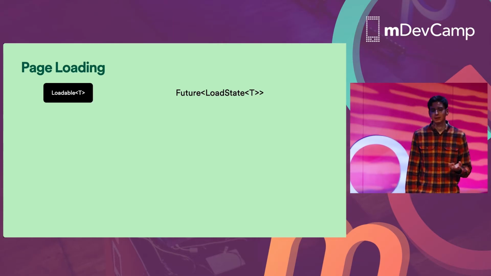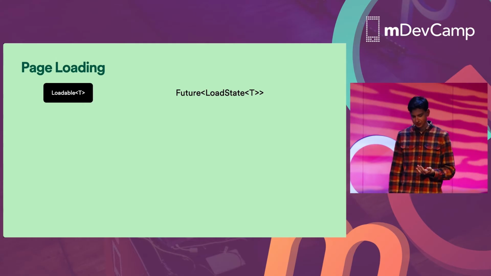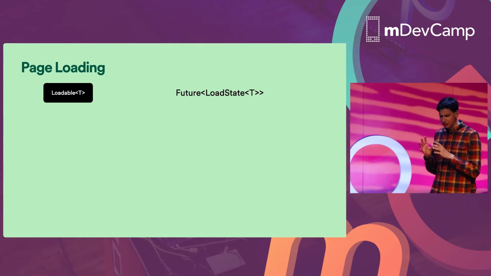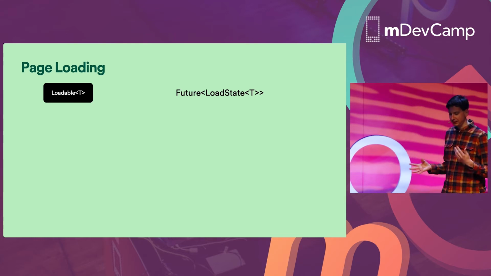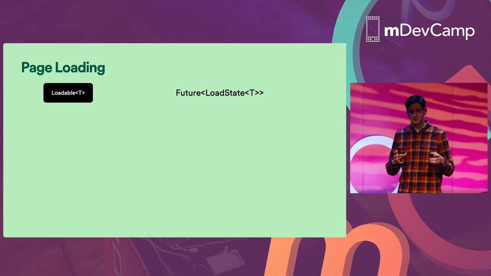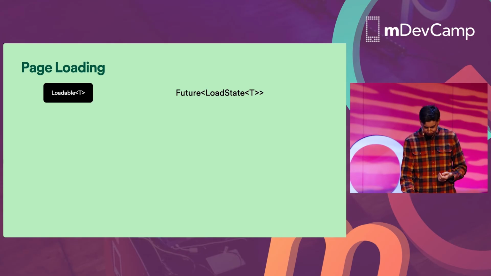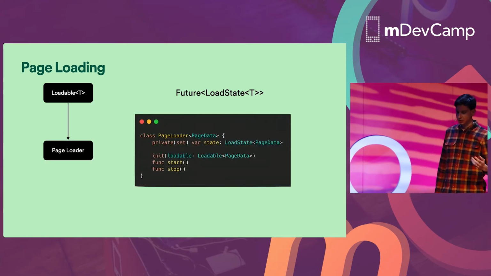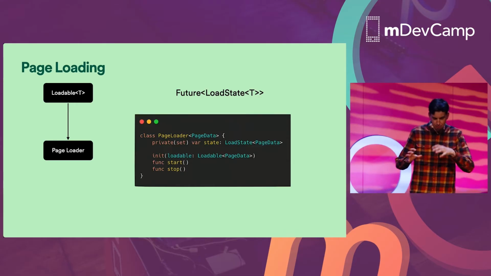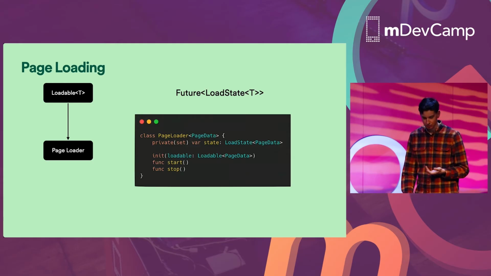First, we have a loadable type. It's an abstract representation of the data source, kind of data that is expected to be loaded, right? It's a future of the load state for a particular data, and it becomes a standardized shape of loading initial data for all the pages in the Spotify app. The loadable is then passed to the page loader class, which is responsible for starting and stopping the loading of data, and also keeping the latest state of the loading.